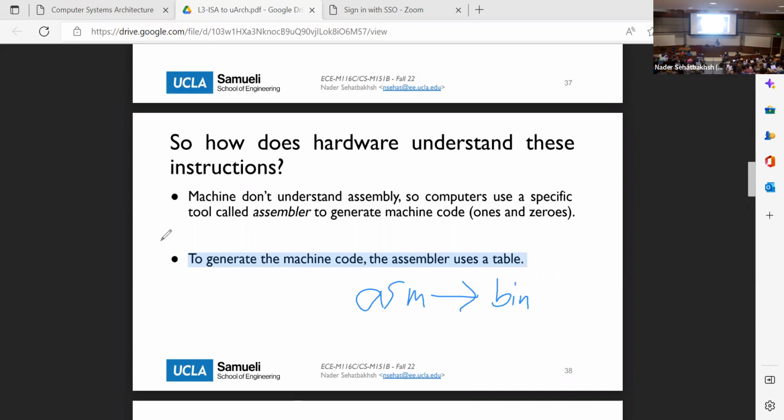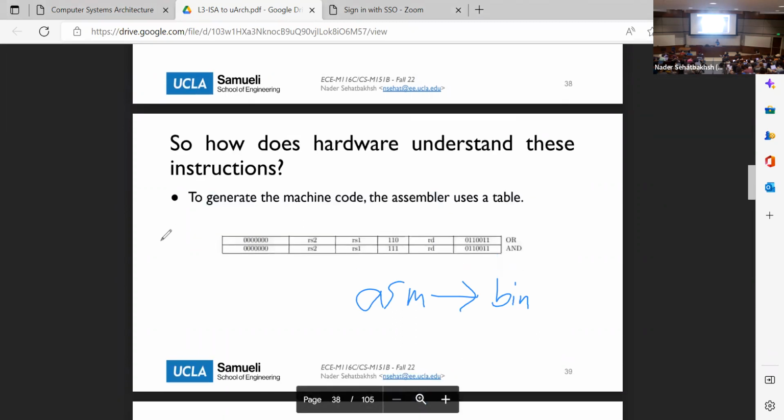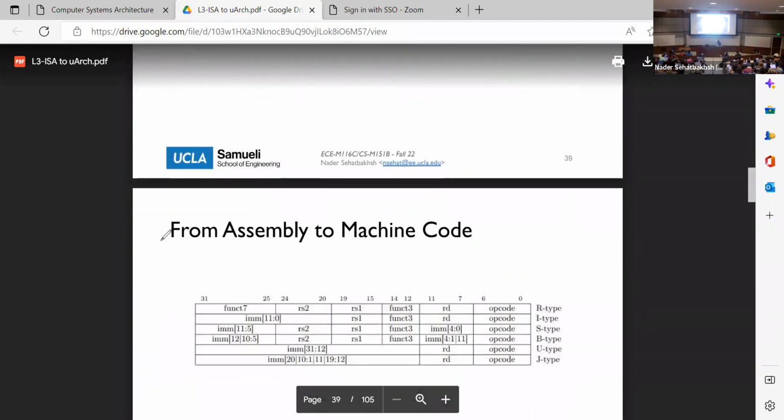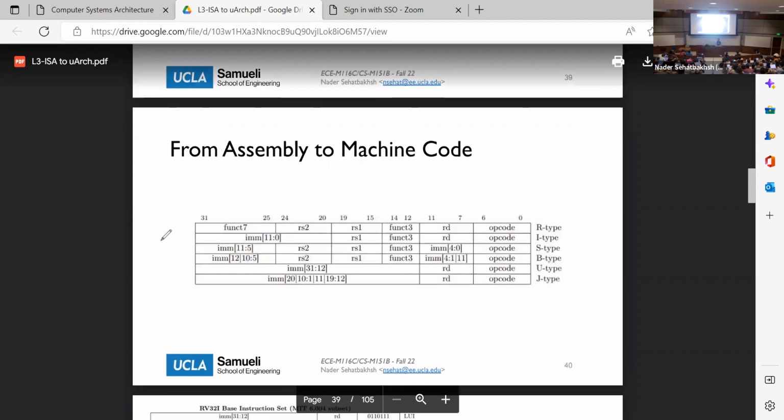In order to create that, we use a table, okay? This table is a standard table as part of the ISA that, for example, says that if you see an OR instruction, these are the different parts of the OR instruction we have to follow, okay? So now what I'm going to do is go through this table and give you some background on what this table is.